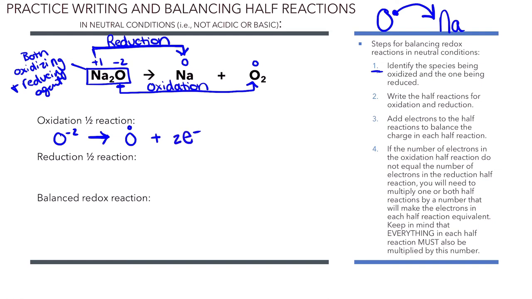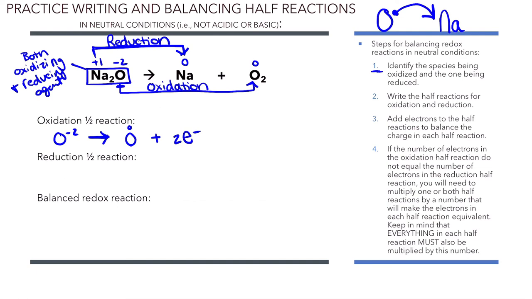Because I know this oxygen had to have lost 2 electrons in order to go from a -2 oxidation state to a neutral atom of oxygen at 0. All right, so this is showing the loss of 2 electrons from this oxygen.